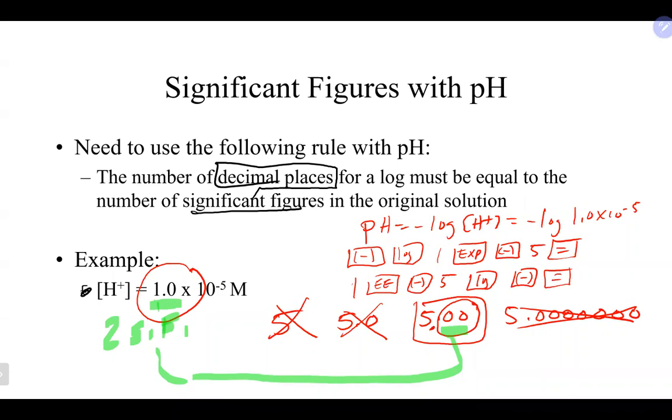By the way, would this be acidic, basic, or neutral? It would be acidic, as it is less than 7. Any questions on that?